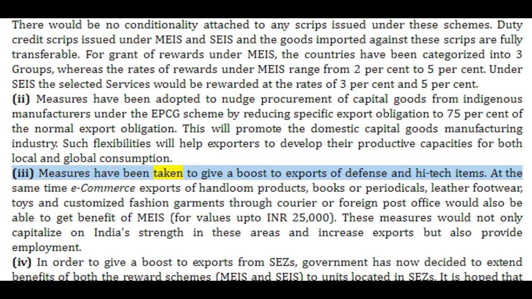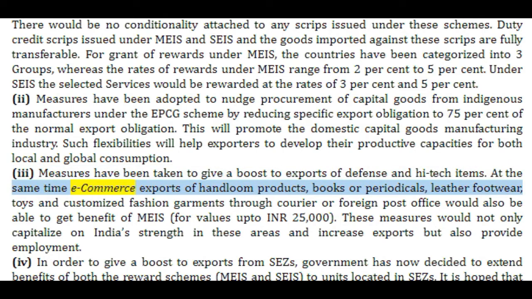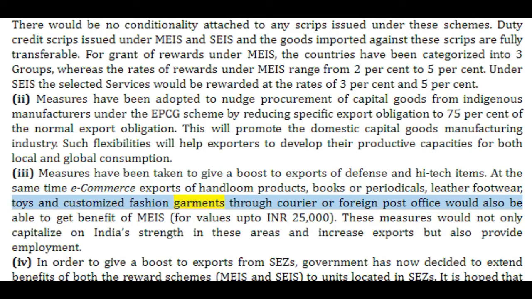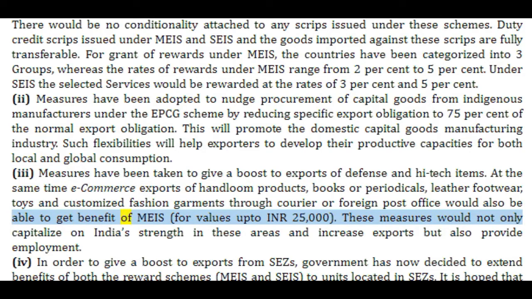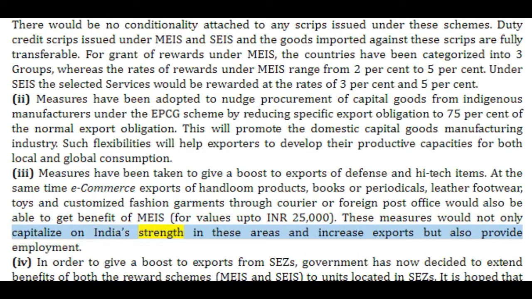3. Measures have been taken to give a boost to exports of defense and high-tech items. At the same time, e-commerce exports of handloom products, books or periodicals, leather footwear, toys and customized fashion garments through courier or foreign post office would also be able to get benefit of MEIS for values up to 25,000 rupees. These measures would not only capitalize on India's strength in these areas and increase exports, but also provide employment.